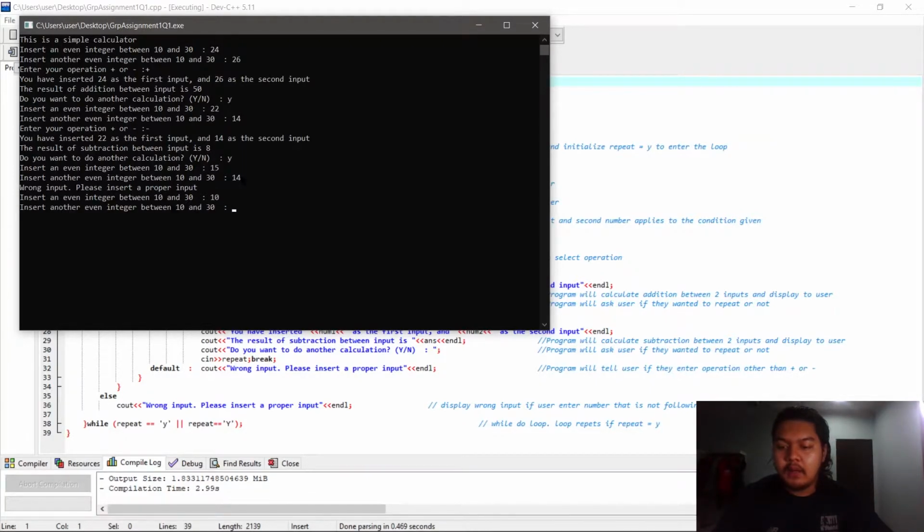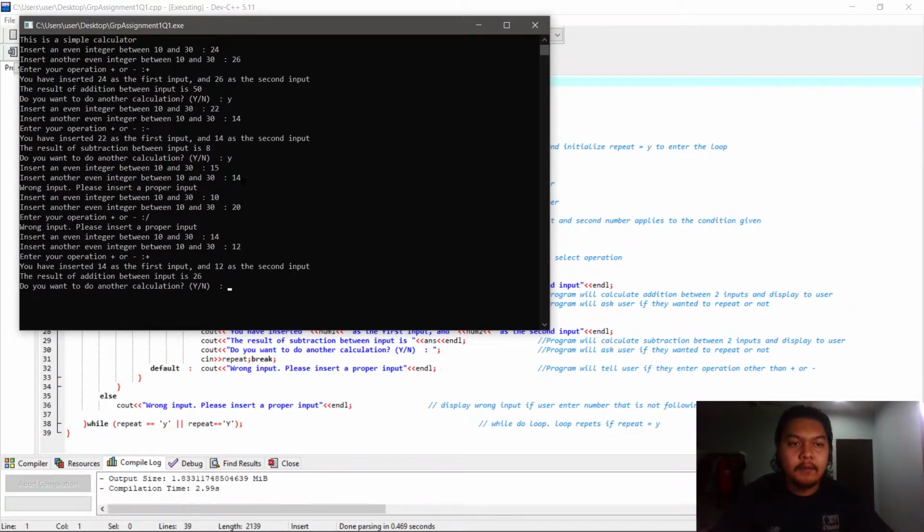Even integer 10 and 20 and plus, we set division. The program will display wrong input, please insert a proper input. So we put 14 and 12, plus, the first input is 14 and the second input is 12.